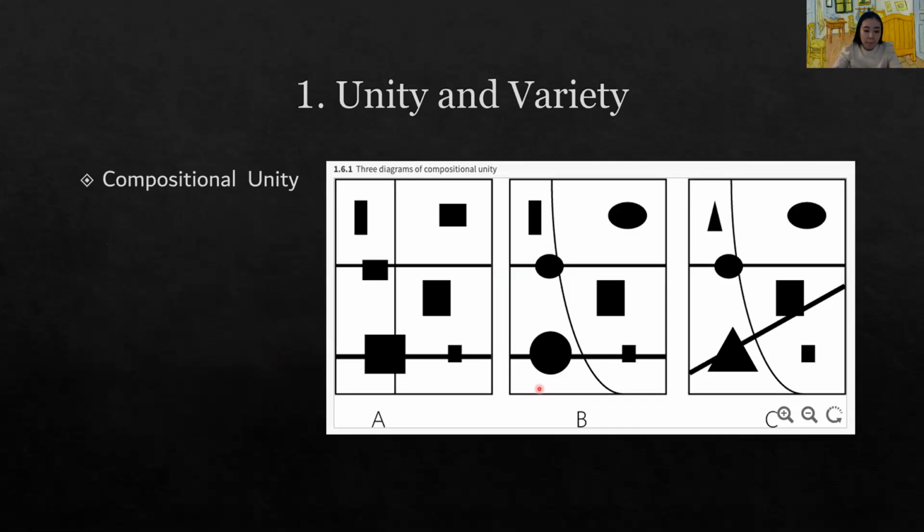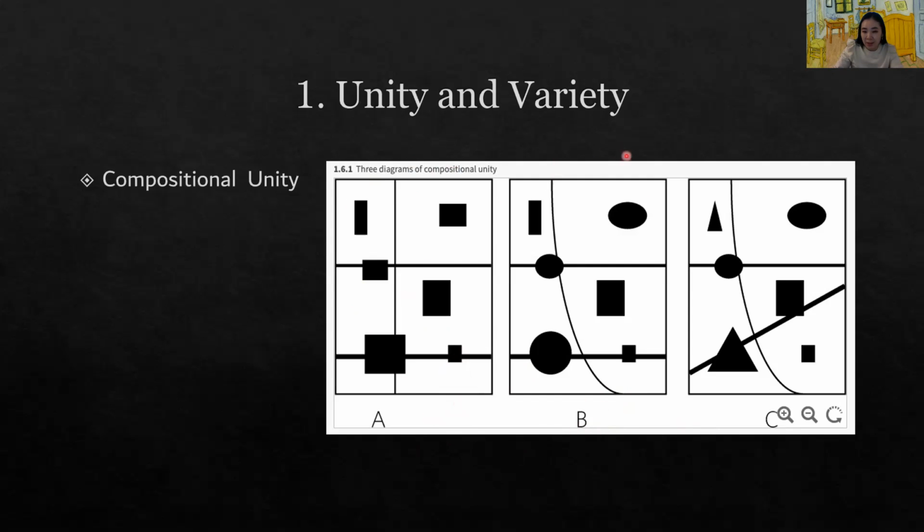So an artist creates compositional unity by organizing all the visual aspects of a work. These three similar diagrams are illustrating the idea of compositional unity. So look at this A composition. It consists of all square or rectangle shapes. So that makes a perfect unity. However, it looks kind of boring, right?